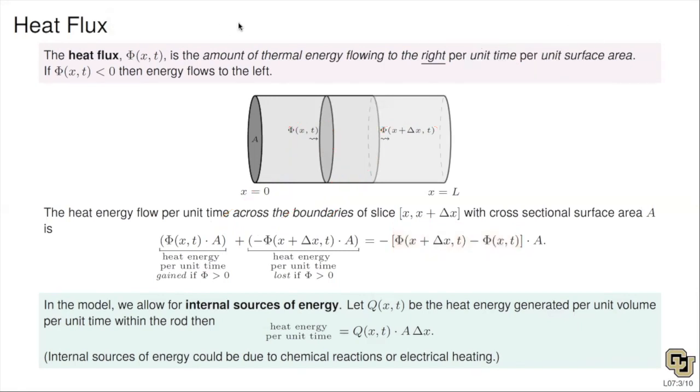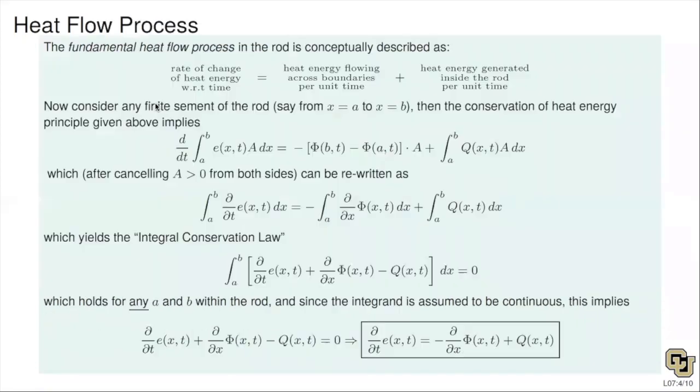And then finally, as part of our model, we allow for internal sources of energy, perhaps due to the environment or chemical reactions or electrical heating. And so here again, we define the variable Q to be essentially a type of density. It's energy per volume. And so it's an internal energy density, and when you multiply that by the volume, you get a heat energy statement there.